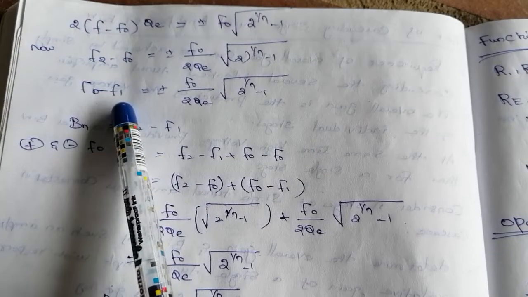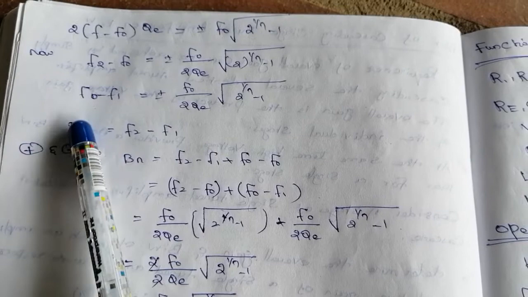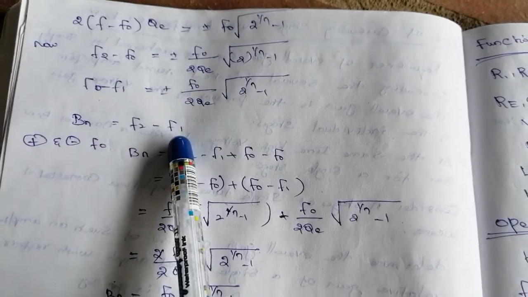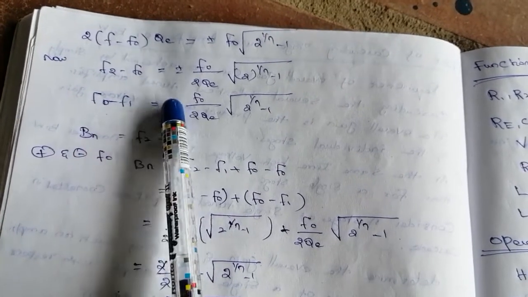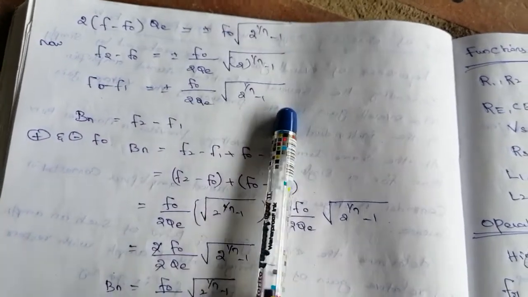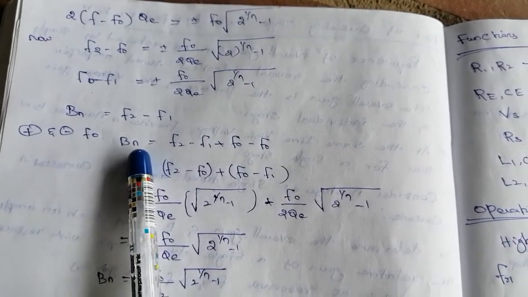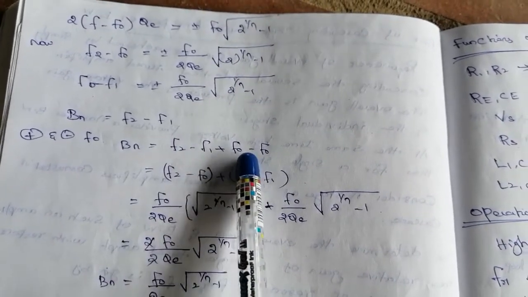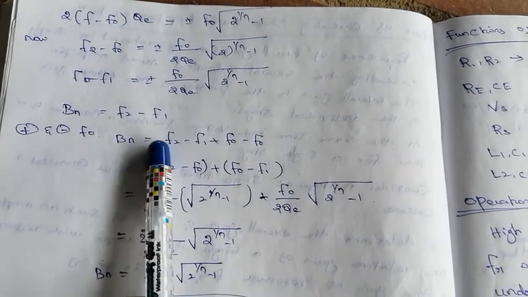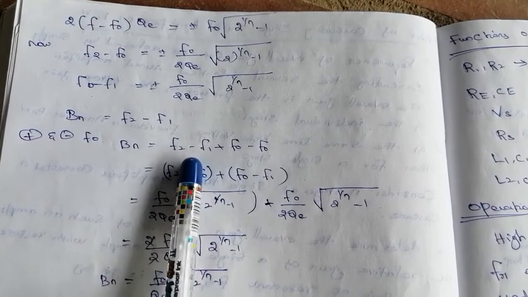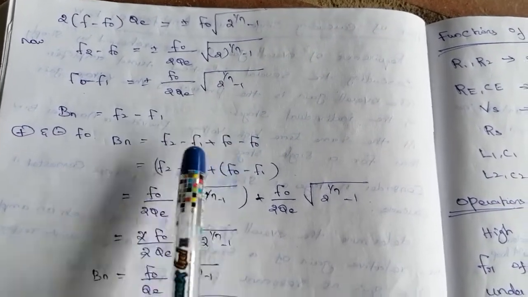And f naught minus f1 is similarly plus or minus f naught by 2Q times the square root of (2 power 1 by n minus 1). Bandwidth is nothing but f2 minus f1, right? So we add and subtract f naught: f2 minus f1 equals f2 minus f naught plus f naught minus f1, and the f naught terms cancel. So f2 minus f1 is (f2 minus f naught) plus (f naught minus f1).